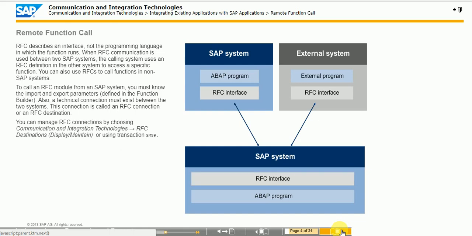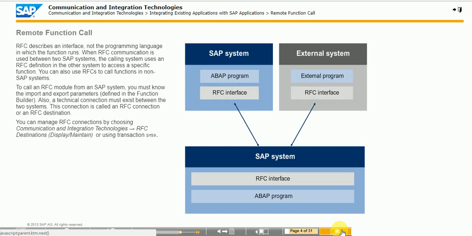If you want to remotely start external programs, you need an RFC interface outside the SAP system. This could be, for example, a Dynamic Link Library or DLL. Every RFC interface is bidirectional, which enables external programs to use RFC to access functions in SAP systems.